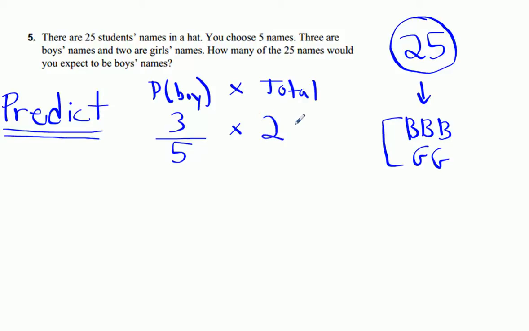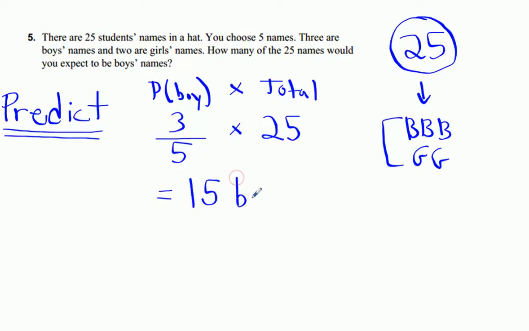So in your calculator, I want you to type in 3/5 times 25 and tell me what you get. All right, pause it if you need to. I'm going to go over it. All right, so when you do this, you get 15.